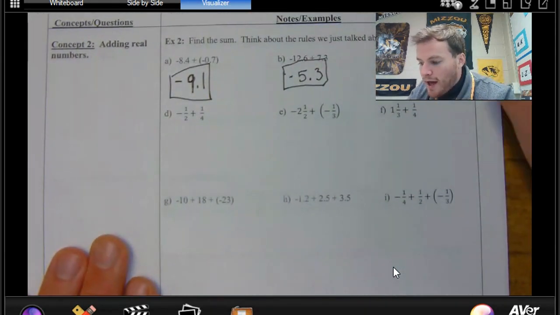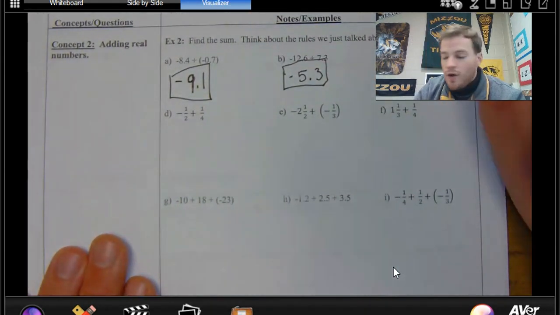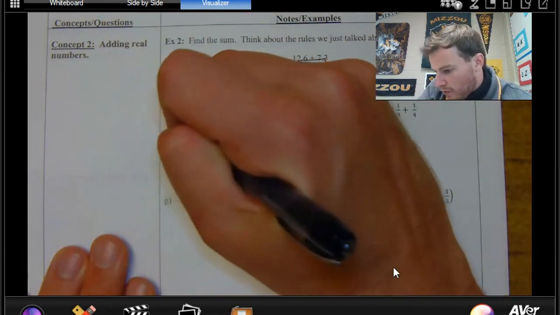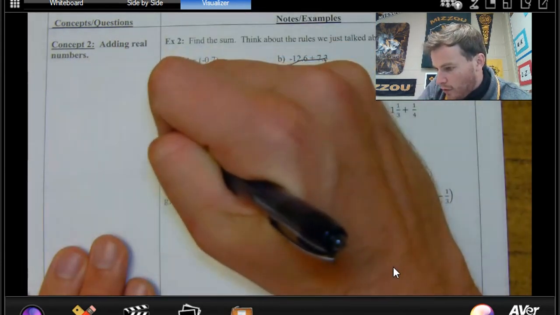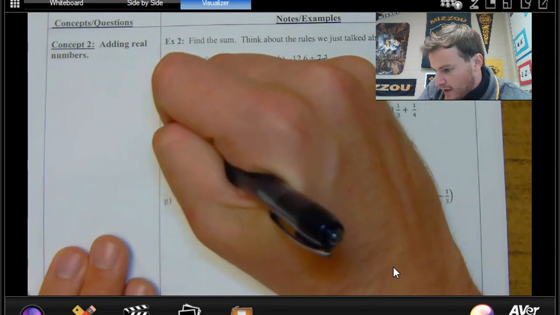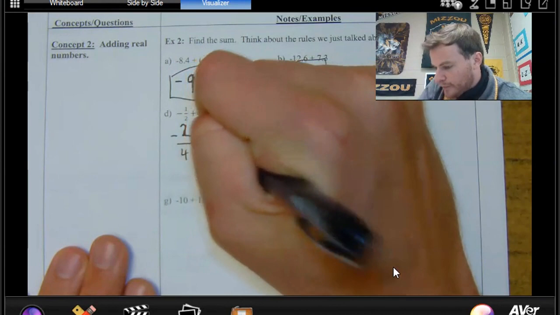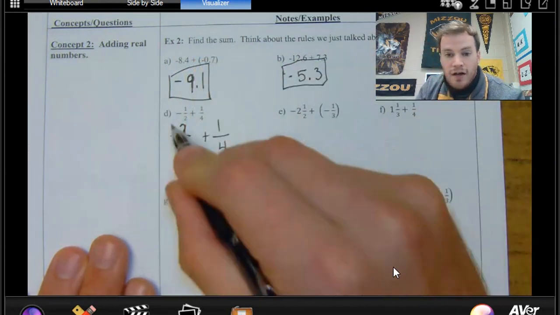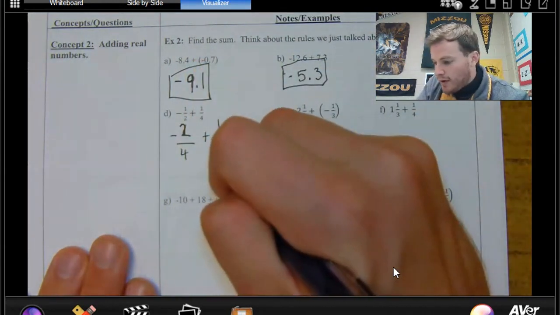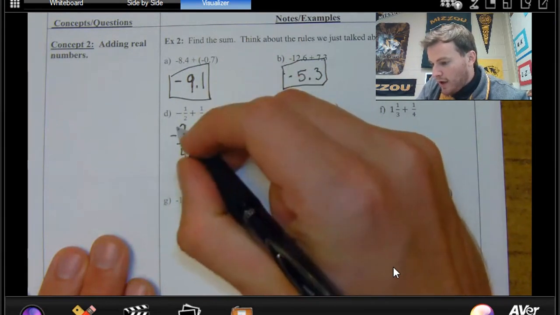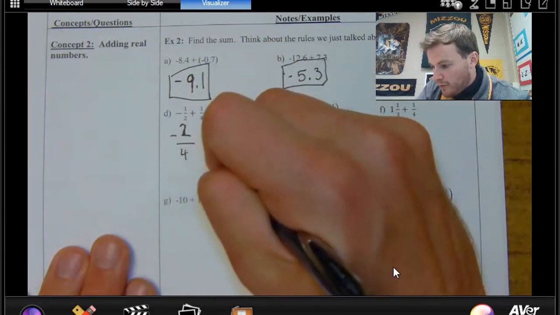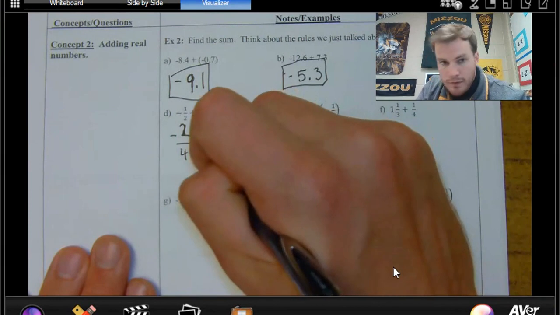D, we have negative 1/2 plus 1/4. We need to convert them over to the same common denominator. So negative 1/2 is the same thing as negative 2/4, plus 1/4. We keep the same denominator and add across. Negative 2 plus 1 is simply negative 1, so it's negative 1/4.